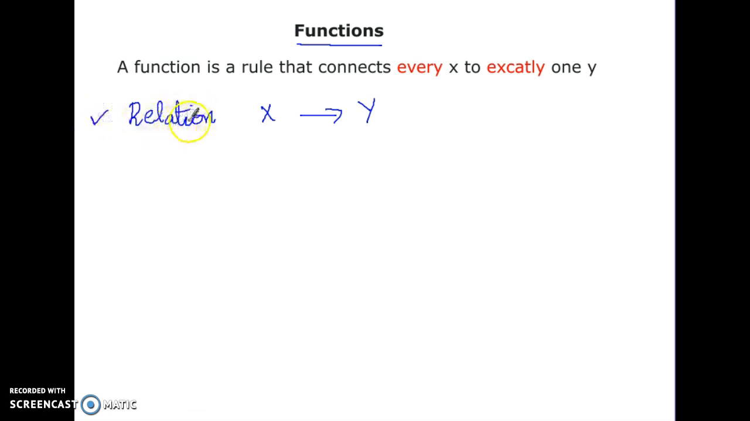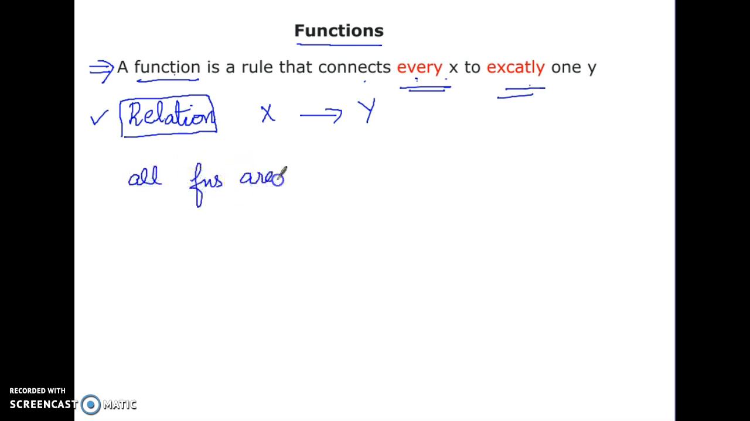Now, in this set of relations, there are some relations which satisfy certain conditions, and they are called functions. So a function is basically a relation that connects every x to exactly one y. Every x to exactly one y. If this happens, that relation changes to a function. All functions are relations, but not all relations are functions.